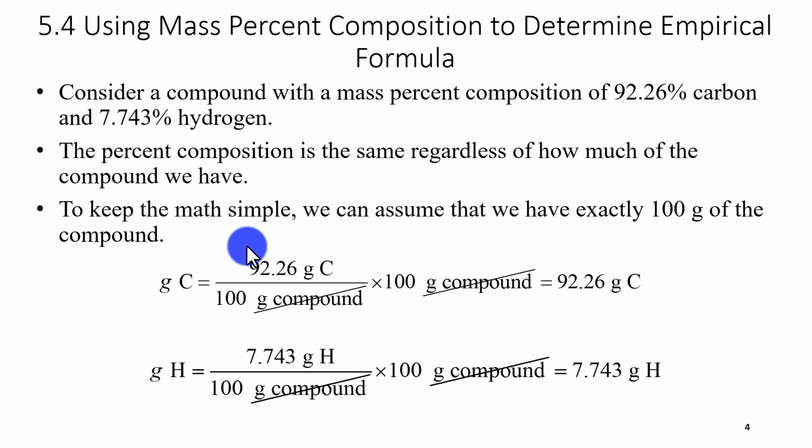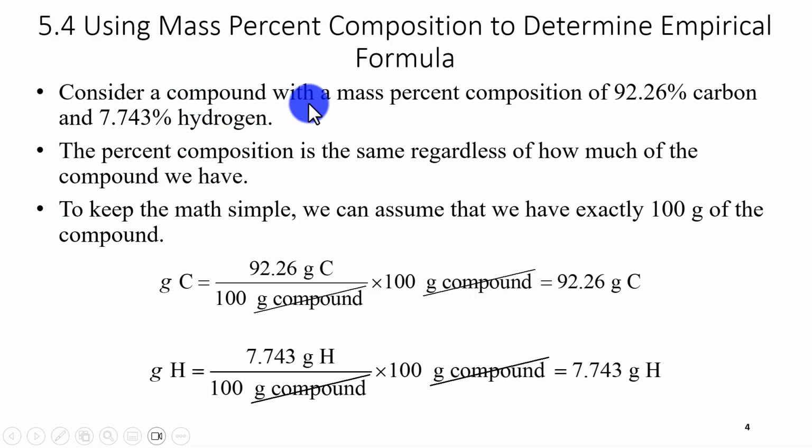The next bit that we're going to talk about is how to take the mass percent composition and determine the empirical formula of a compound. So let's look at a couple of examples because it will make more sense to talk about this concept while we're actually doing a problem. In this case, we're sort of working a little bit backwards.